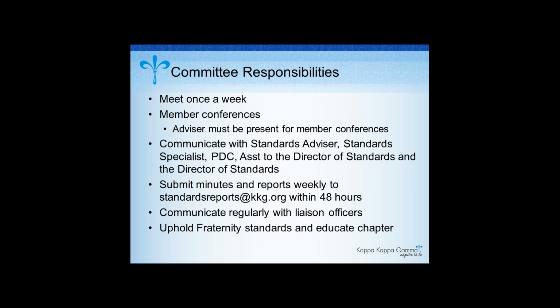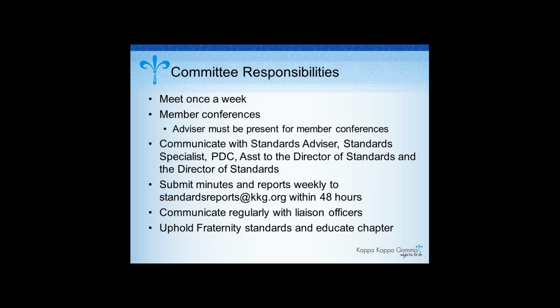The committee should also submit minutes and reports weekly to the standards reports at kkg.org within 48 hours. We have been asking, and this is really important to note, that they need to be submitted within 48 hours. This is a new time frame, but it is really important, because it gives us as specialists and PDCs and RDCs and assistants enough time to give any information or to assist with any situations before it's too late.